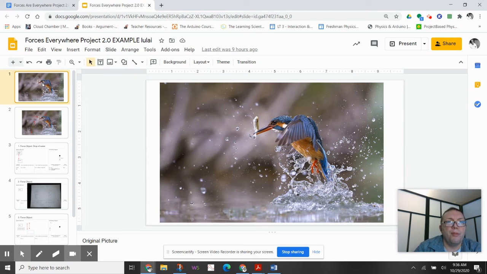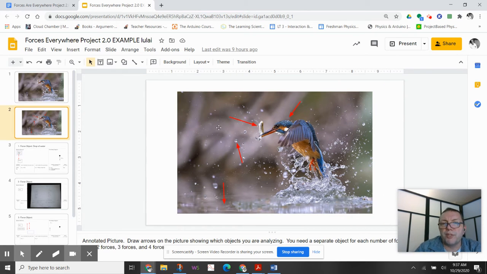For this one, there's a bird that has just caught a little fish and they're hitting the water. So in this sample, the bird would be object 1. It looks like the little fish is object 2. This droplet of water is object 3. And the puddle, pond, lake, stream is object 4. So we have those 4 objects selected.